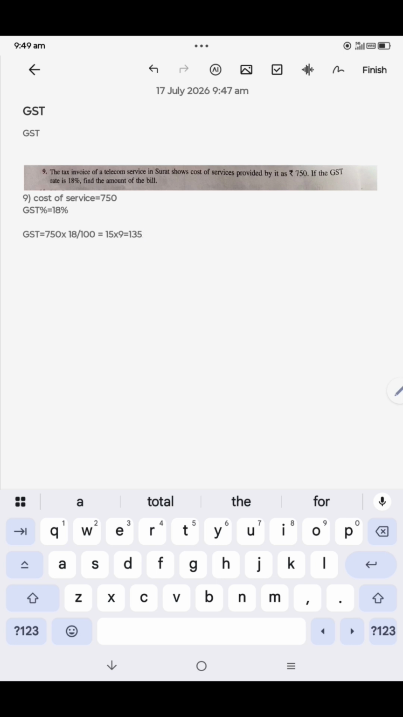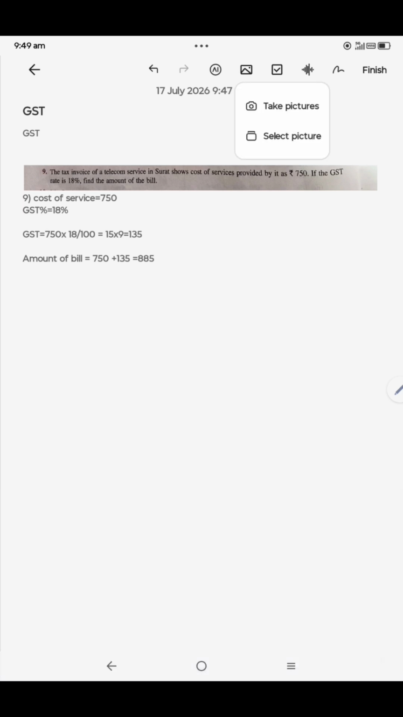Okay. So what will be the amount of bill? What are they asking us? Find the amount of the bill. Amount of bill is equal to 750 plus 135. That comes to 885. That's all. So simple this is. Did you understand, children? Okay, we go to the next question.